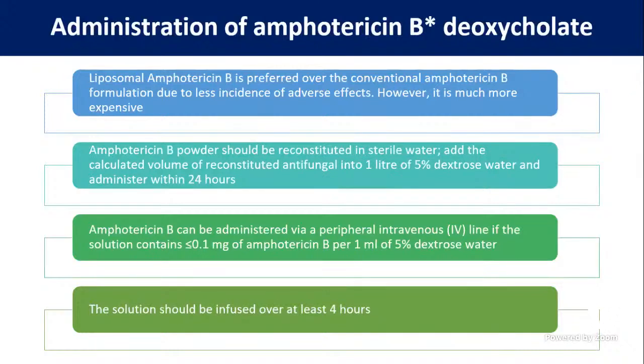So liposomal amphotericin B is preferred over conventional amphotericin B, due to much fewer adverse effects, especially creatinine rise and hypokalemia. However, it is much more expensive. Amphotericin B should be reconstituted in sterile water, and that is how you administer it, in 5% dextrose. And you can give it in a peripheral IV line, and the solution should be infused over at least 4 hours. You need to monitor potassium and creatinine on a daily basis, because these are toxic drugs, and you need to monitor especially potassium and creatinine very closely in these patients.